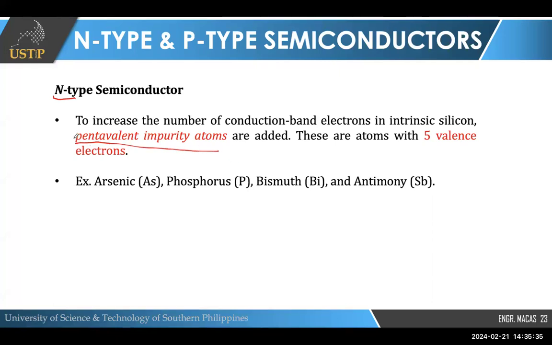Penta is 5, and valent indicates the number of valence electrons. So these are atoms with 5 valence electrons. Some examples are arsenic, phosphorus, bismuth, and antimony. These are injected into the semiconductor material.